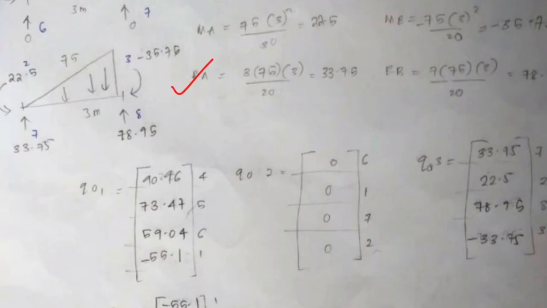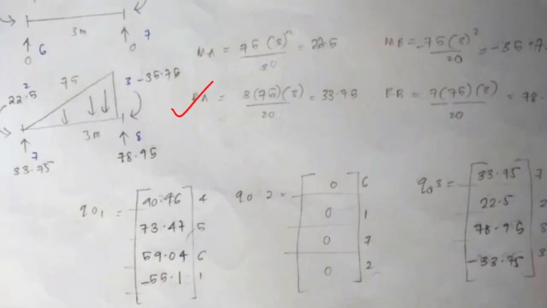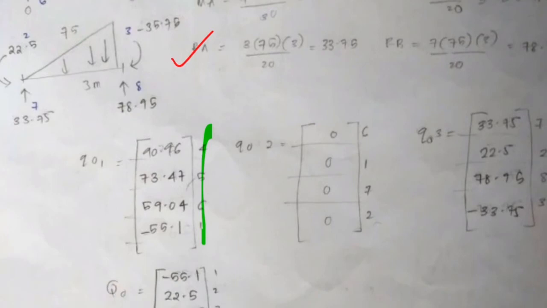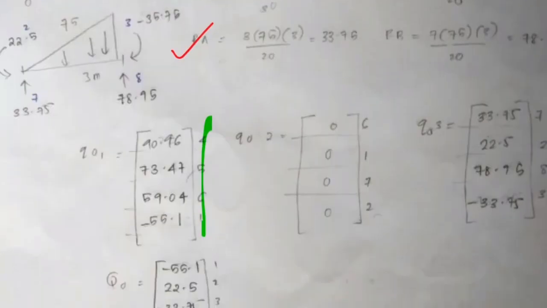Okay, so Q not 1 label. This label is the same as the label for K. So 1 must be a negative value. Negative value is 55.1. So this is correct. No member force on member at element number 2. So this one is correct.